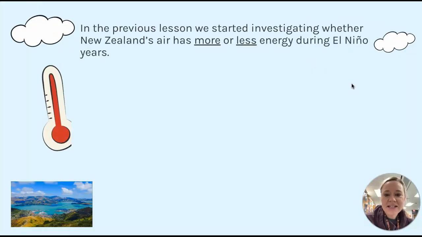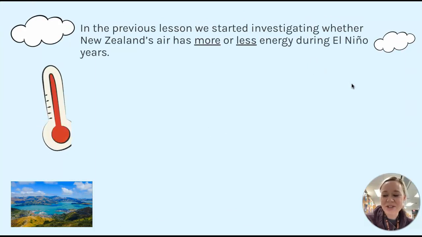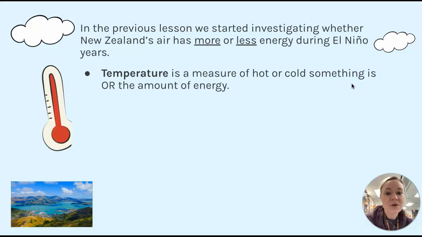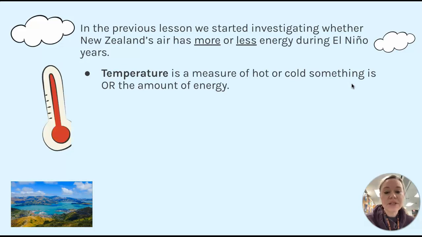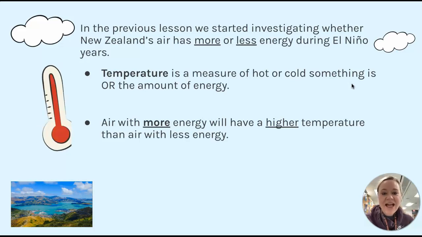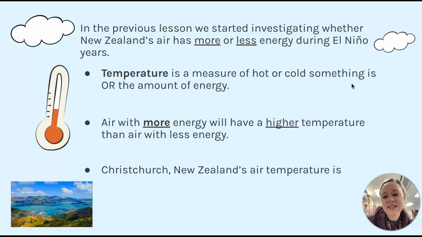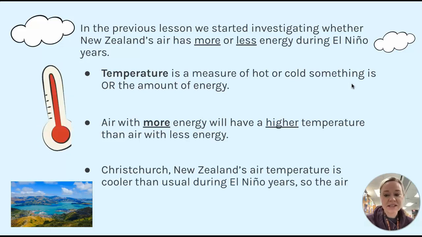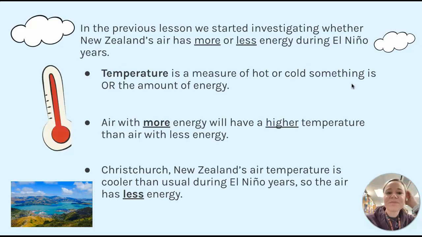So we already talked about New Zealand and whether it's going to have more or less energy during an El Nino year. So temperature is the measure of how hot or how cold something is, or we can talk about temperature as the amount of energy in something. So we know that air with more energy will have a higher temperature than air with less energy. So what we're wondering about Christchurch, New Zealand's air temperature during an El Nino year is that it's going to be cooler during these El Nino years, so that means it's going to have less energy in the air.